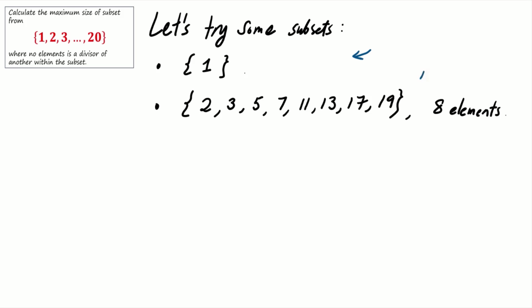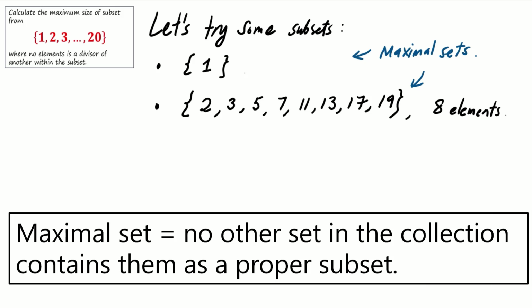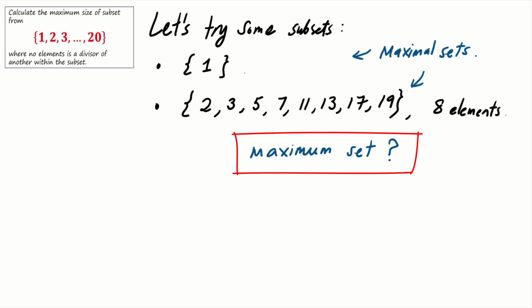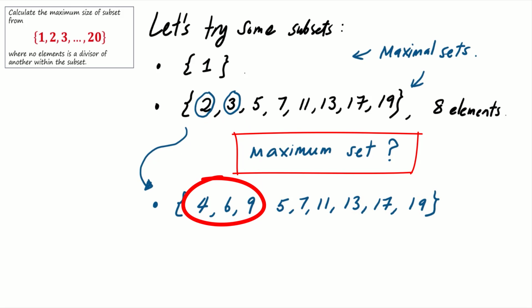These two sets are considered maximal sets because no other set in the collection contains them as a proper subset. But are these maximal sets also the maximum sets? Meaning, is there a subset with more than 8 elements where no element is a divisor of another? We can explore a trade-off strategy by replacing the elements 2 and 3 with 4, 6, and 9, getting a subset with 9 elements.